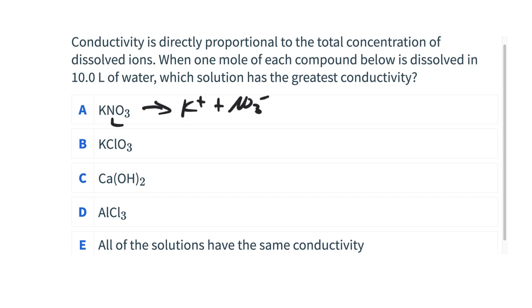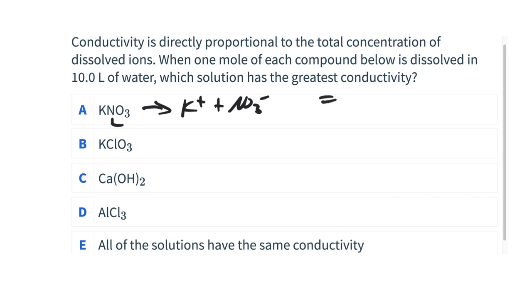The ions conducting electricity is one of their properties. And so conductivity is generally proportional to the total concentration of ions dissolved in a solution. So if we can have more ions dissolved into a particular solution, it should be more conductive. So we put a mole of each of these compounds below into 10 liters of water. Which one should have the greatest conductivity?